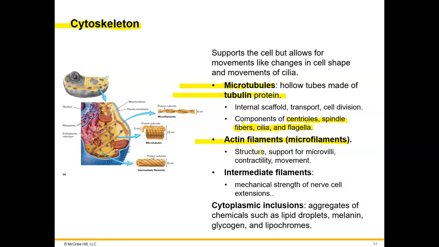And we're going to see actin in cell structure. They're going to support the microvilli, those folds on the surface of certain cells that increase the surface area. Actin is going to play a role in the contraction and movement of certain cells.